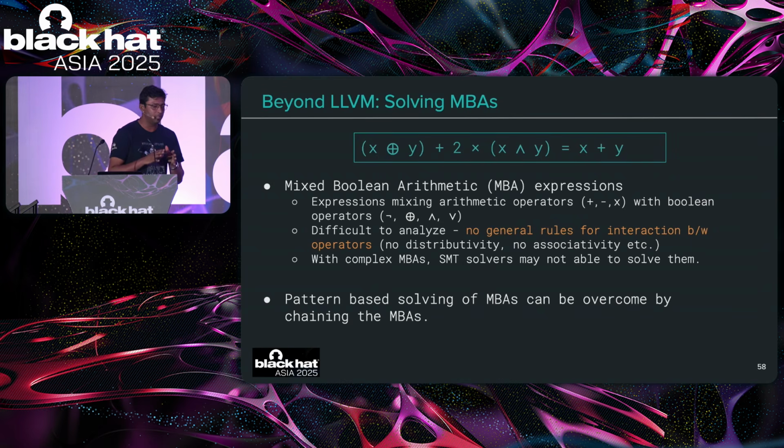Let's talk about MBAs. MBAs are expressions which use a mixture of arithmetic expressions and Boolean expressions. For example, plus, minus, multiplication used with AND, OR. It creates a combination which is hard to figure out or hard to solve because there are no simple rules like distributivity, associativity. There are no such rules of interaction with MBAs. SMT solvers can solve these kinds of problems, but once they become too complex, they kind of break.